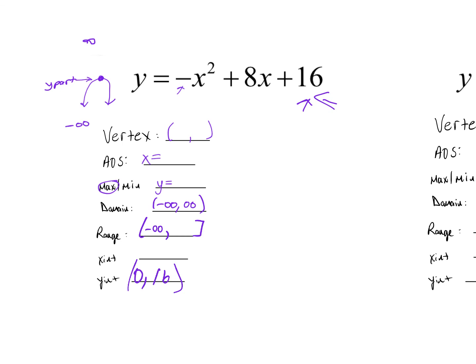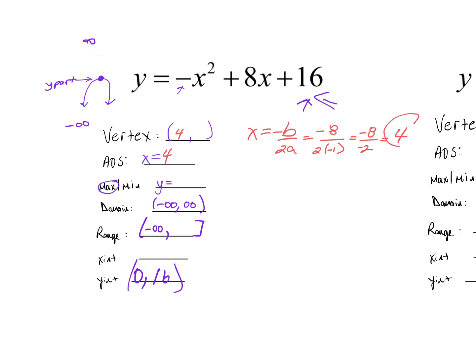One is we have to use our little x equals negative b over 2a. That's going to give me the x part of my vertex and my axis of symmetry. So b is 8, so I have negative 8 over 2 times negative 1. Negative 8 over negative 2 gives me positive 4. So I know that my vertex is at 4 comma something. I know my axis of symmetry is at x equals 4.